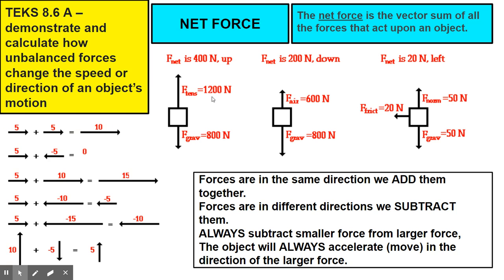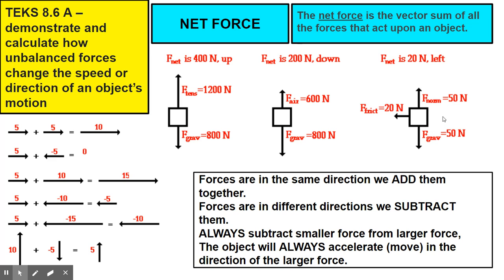So, for example, up here, we have 1,200 newtons up, 800 newtons down. So that's opposite. So we're going to subtract: 1,200 minus 800 is 400 newtons, and the largest force is pulling up. On this one here, we have 800 newtons gravitational force, 600 newtons of air uplift force. So again, we subtract the smaller number from the bigger number, and that's 200 newtons, and the larger force is pulling down, so it would be 200 newtons down.